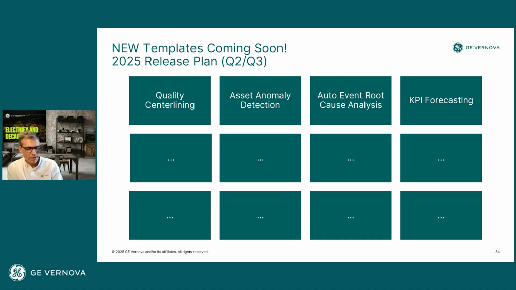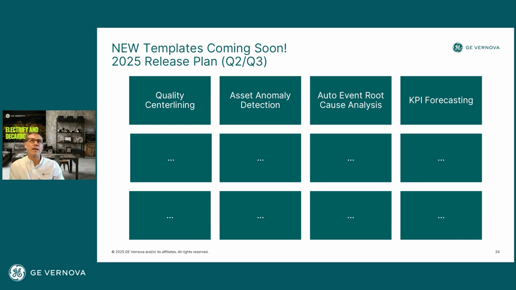Asset anomaly detection, which will help you detect any issues with equipment in real time. Automatic event root cause analysis, which will help your operators automatically identify the root cause of alarms and events. And KPI forecasting, which is just an improved version of forecasting, which will be multivariate and be able to forecast the future behavior of any KPI. So be on the lookout.